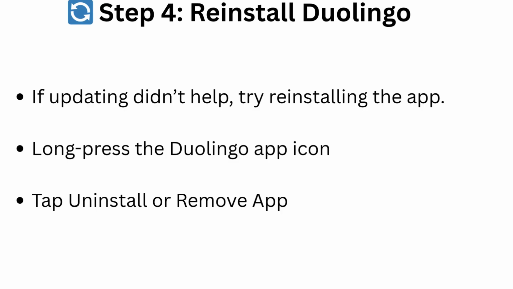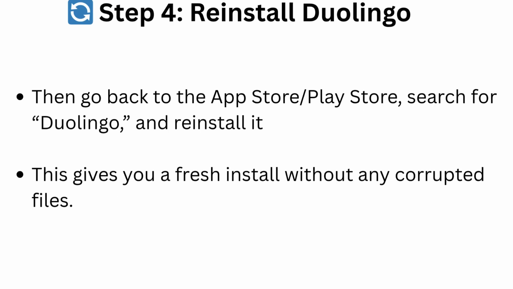Step 4. Reinstall Duolingo. If updating didn't help, try reinstalling the app. Long press the Duolingo app icon, tap uninstall or remove app. Then go back to the App Store or Play Store, search for Duolingo, and reinstall it. This gives you a fresh install without any corrupted files.